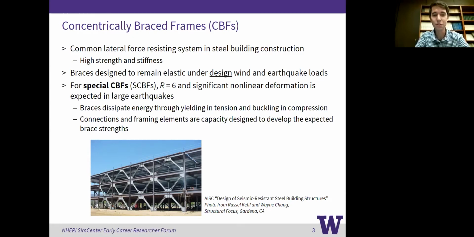Because we're designing for such a high R factor, we're expecting significant nonlinear deformation in large earthquakes. The braces, being the primary lateral force resisting components, are dissipating energy in those large earthquakes through yielding in tension and then buckling in compression. That means in order to accommodate that, we need to design the connections and the framing elements for those expected brace forces so that we can ensure the braces act as more or less a fuse.